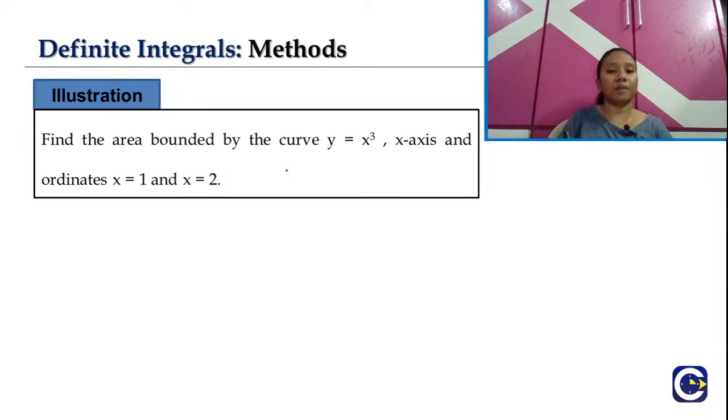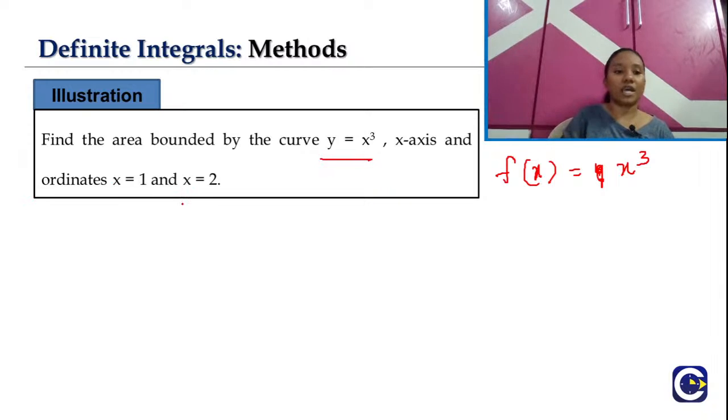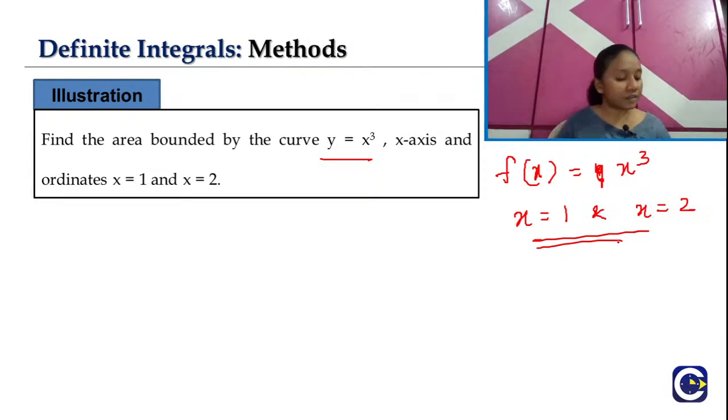Find the area bounded by the curve y equal to f of x, where my given function here is f of x equal to x cube. We have to find the area bounded by this curve with respect to the x-axis, and the ordinates are also given here, which are x equal to 1 and x equal to 2. Can anyone quickly find the answer here?